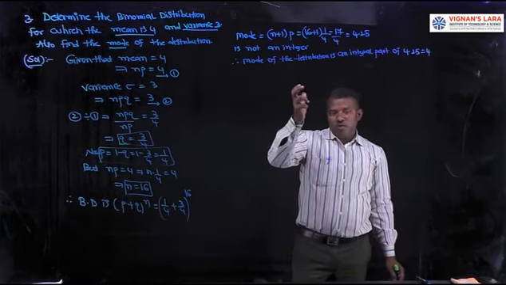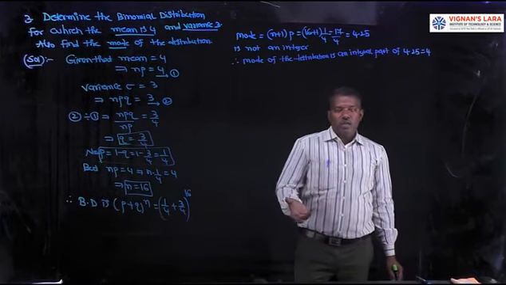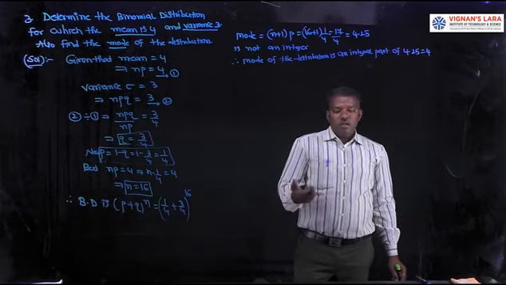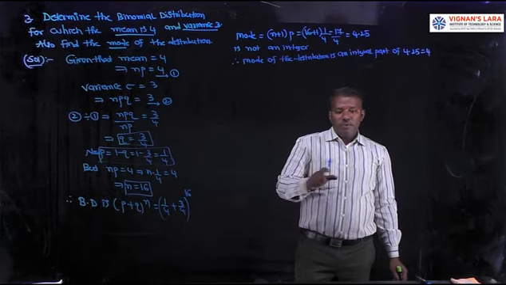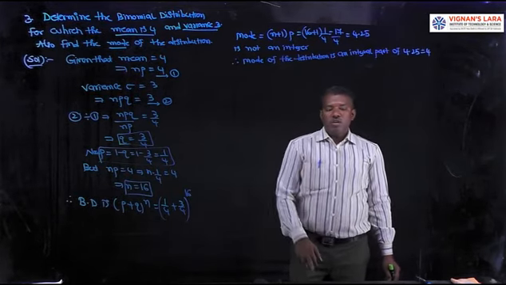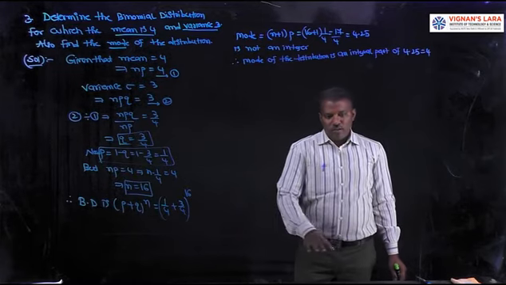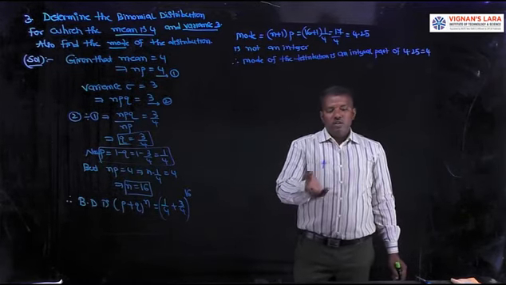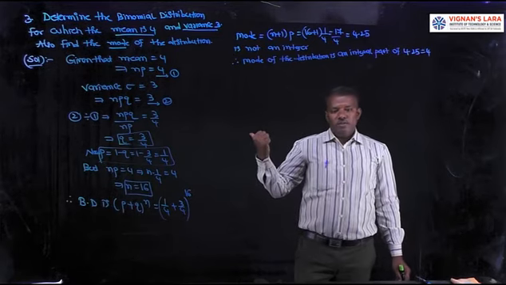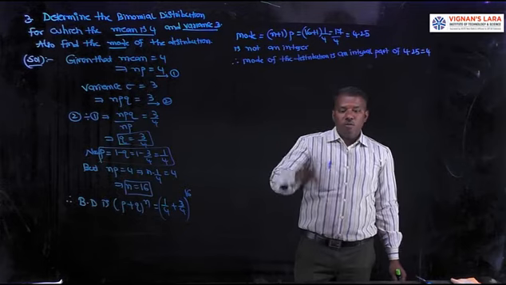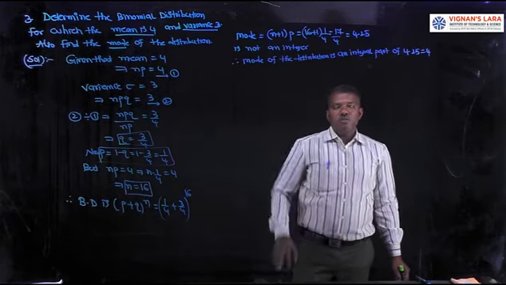Suppose (n+1)p is an integer, then the modes are both (n+1)p minus 1 and (n+1)p. For example, if the value of (n+1)p is exactly 5, then the modes are 4 and 5. Since 5 is an integer, 5 and 5 minus 1, that is 4 and 5, are the modes. In that case, the distribution is called bimodal. In this case, the distribution is called unimodal.